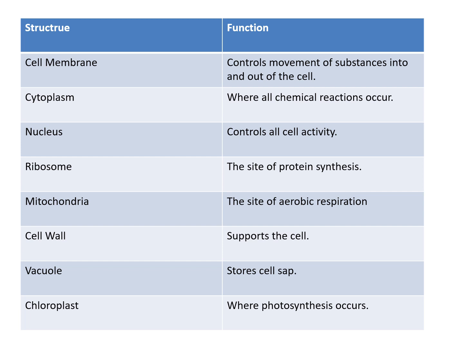The cell wall, so far only present in plant and fungal cells, supports the cell. The vacuole, again so far only present in plant cells and fungal cells, stores the cell sap. And finally, the chloroplast, which has only been present in plant cells, is where photosynthesis occurs.